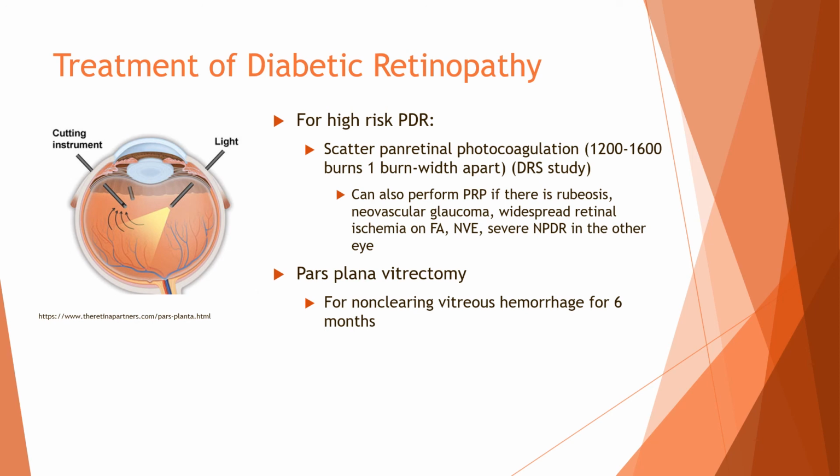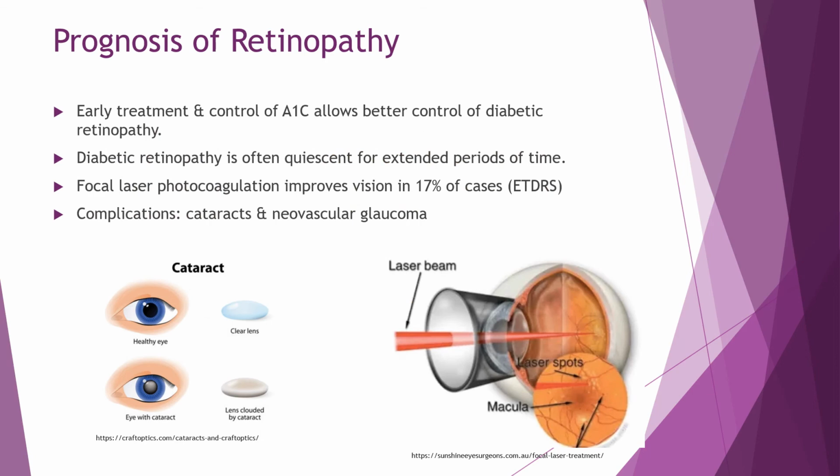Pars plana vitrectomy by a retinal specialist is indicated for non-clearing vitreous hemorrhages for 6 months. Early treatment and control of the A1C allows even better control of diabetic retinopathy. So the prognosis depends on how quickly the A1C and the blood pressure are controlled. The diabetic retinopathy can also be dormant for a long time, and focal laser photocoagulation can improve vision in 17%.